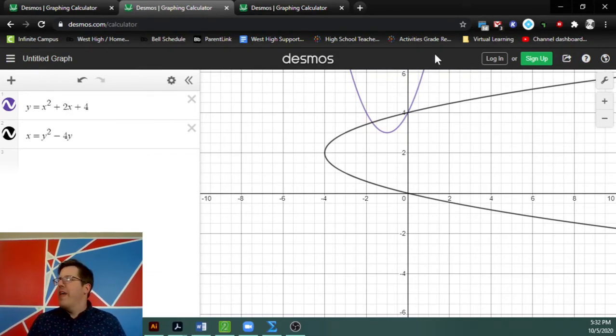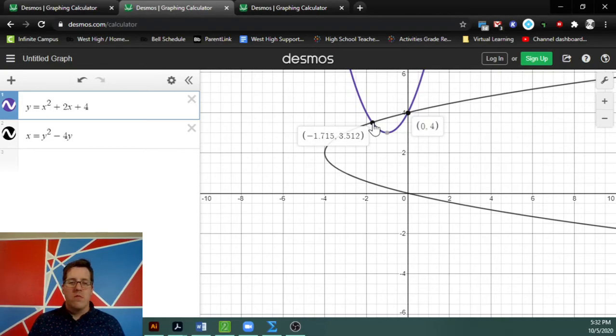Here's a graph of what that system looks like. We can see our solution here at 0, 4, but this irrational solution we really can't be sure of quite yet.